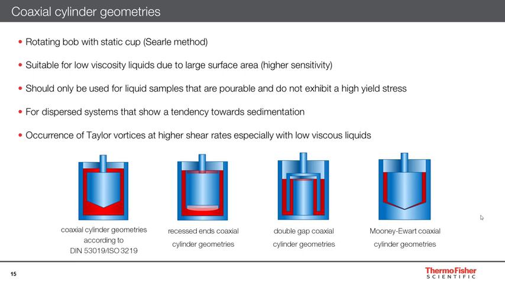At high shear rates, the flow in a Searle-type coaxial cylinder system will become turbulent. The onset of turbulent flow also depends on the sample viscosity and the density.